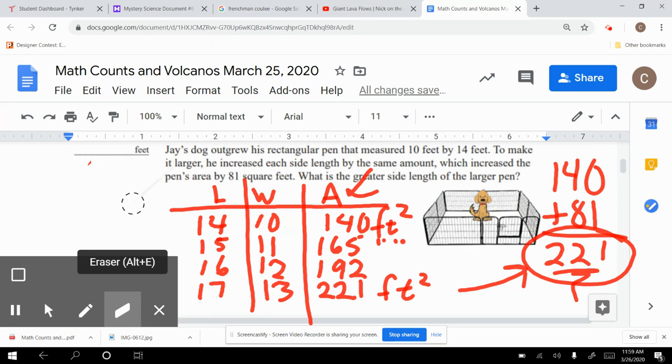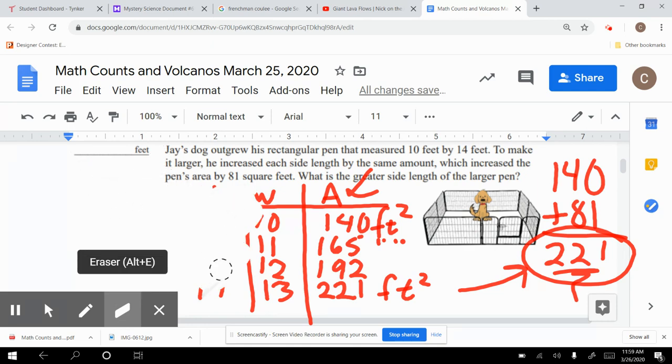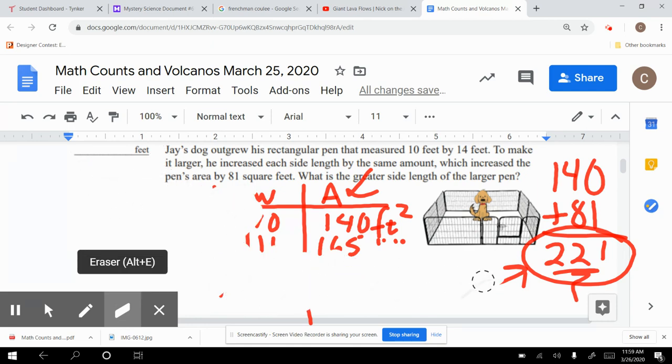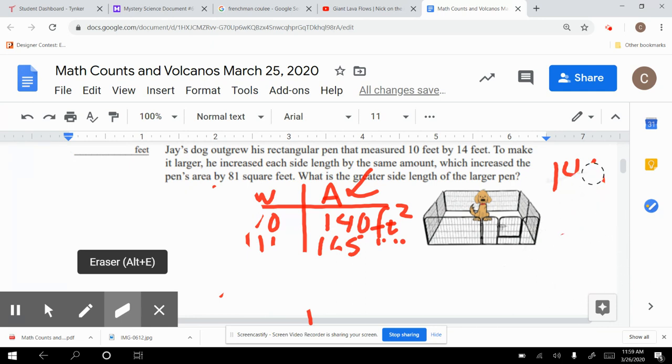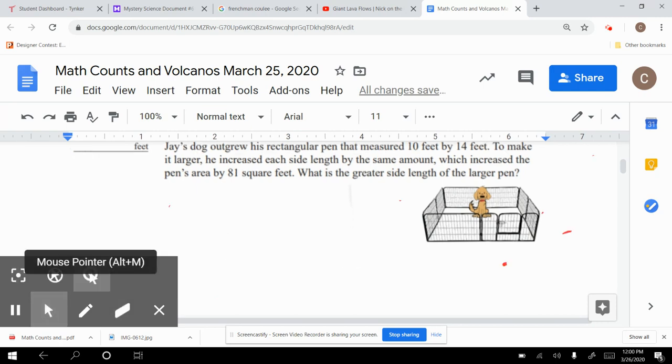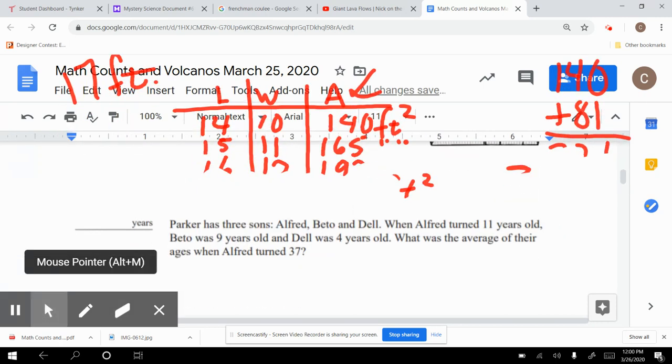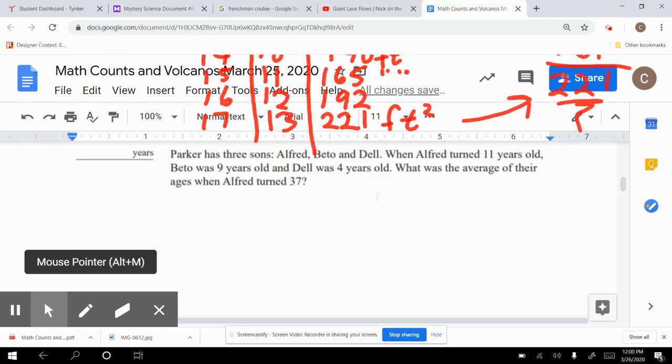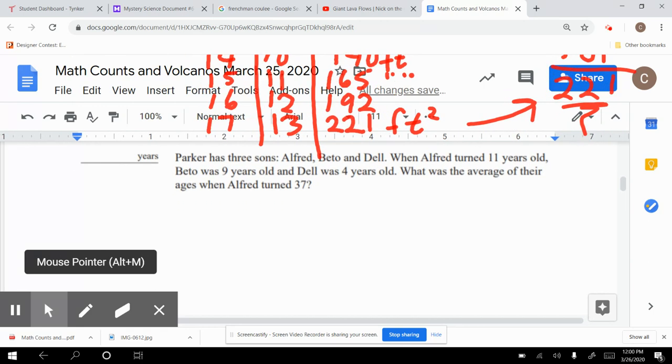Let me quickly erase my scribbles. It's like the whiteboard, except I don't have those black smudges everywhere. Okay, all right, here we go. Okay, number 2. Oh, what happened here? Okay, I guess we'll just leave that for now.